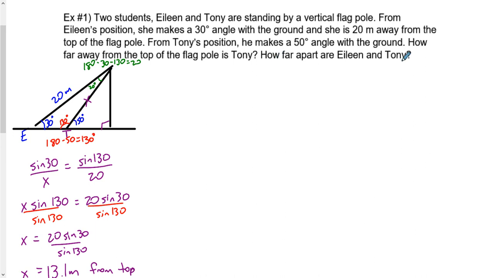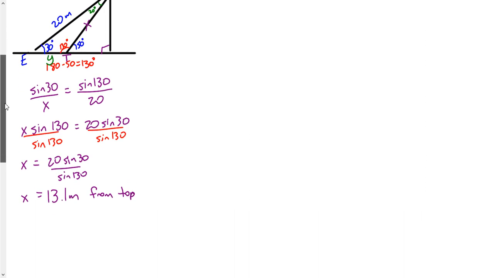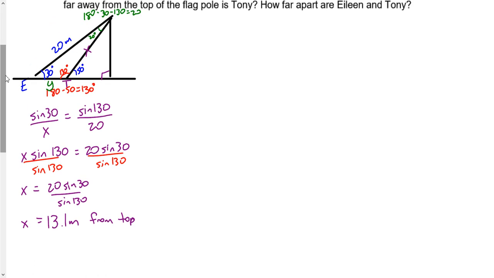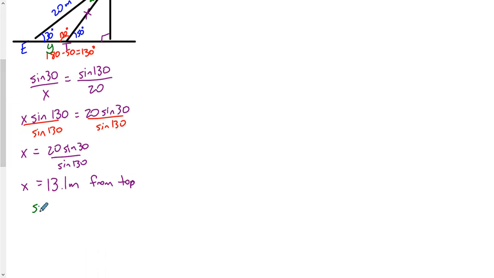Let's see, how far apart are Eileen and Tony? So I guess the next part of the question is asking, what is that? So I guess we're gonna have to use our sine law again. Except the only difference is we're gonna use the sine of 20. Sine of 20 over y would equal the sine of 130 over 20.